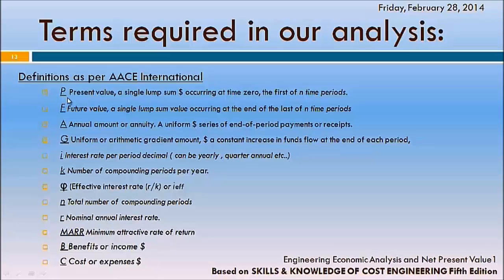P is going to present the present value, okay, so the money value now. F is going to talk about the future value of your money. G, I, small I, is the interest rate. Then K, number of compounding periods per year. So if you are having a quarterly payment, the number of compounding periods per year is 4. K will be 4.